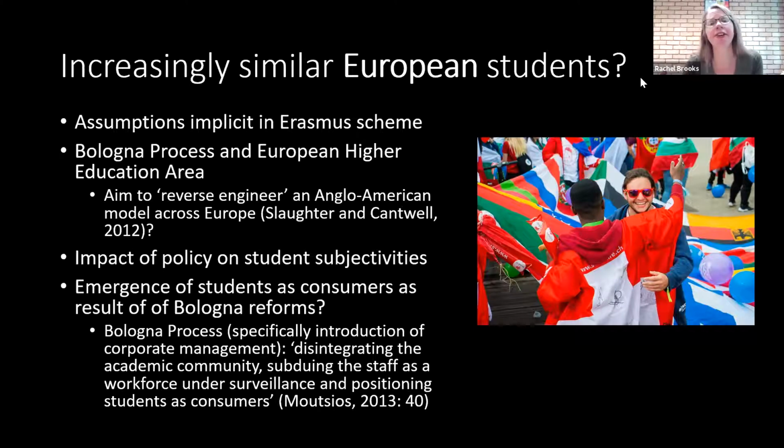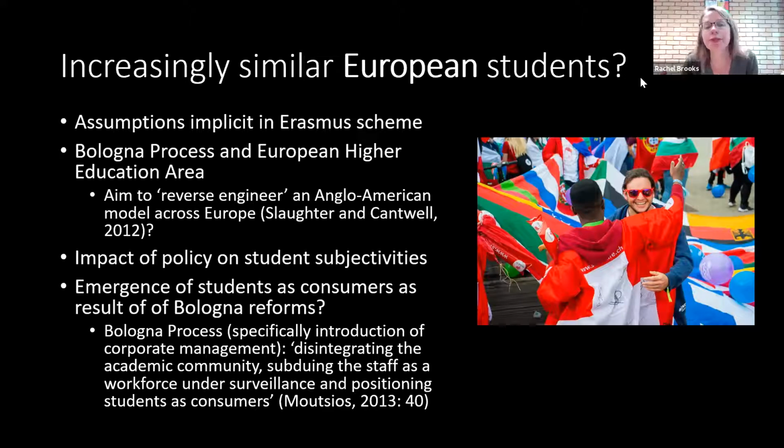And then I think it's argued that processes such as the Bologna process and the creation of a European higher education area have made the structures within Europe much more similar. And Slaughter and Cantor have argued that we've seen the kind of reverse engineering of an Anglo-American model across Europe and the loss of national distinctiveness in higher education models. And it's argued again that these kind of structural changes have had an impact on students' subjectivities.